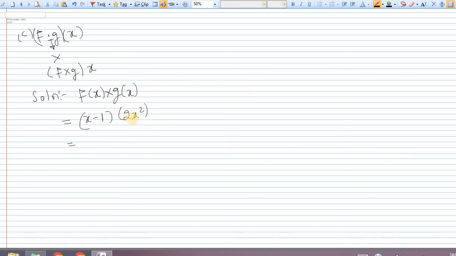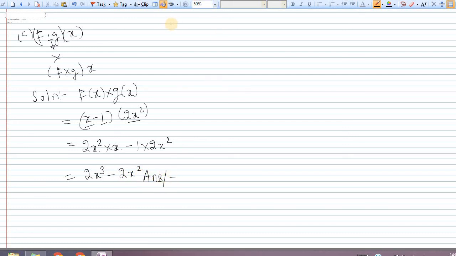So we will multiply this with this, and this will be multiplied again with this. So this has to be multiplied with both of these. So it would be 2x square into x, minus 1 into 2x square. So it would be 2x cube minus 2x square. So this is our answer.